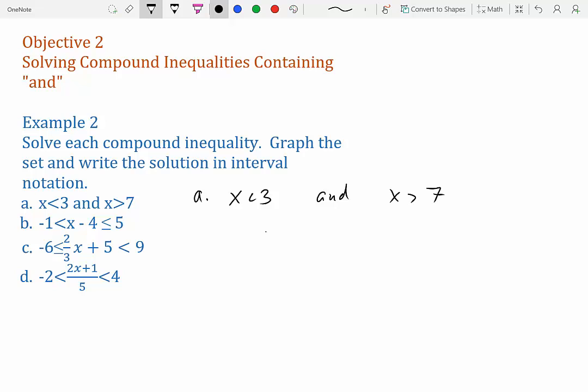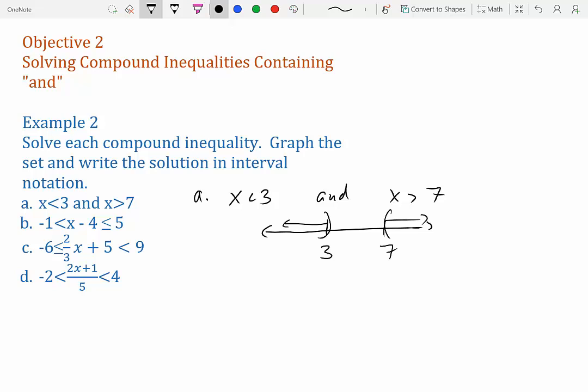So first let's graph this, because it'll help us write an interval notation. So it says we have x is less than 3, so we're going to the left, and then it states that x is greater than 7, so we're going to the right. So these don't meet. They don't meet. So we can't put them in interval notation like this. We have to union it. And I'll tell you what it means.